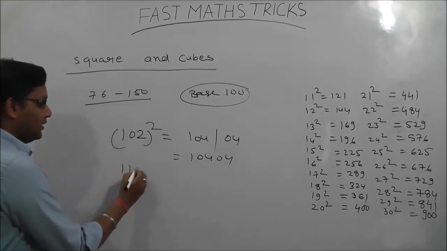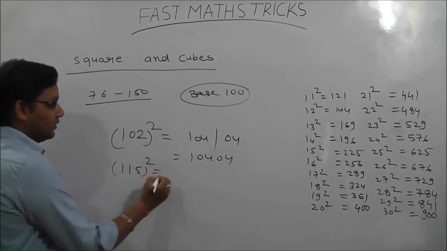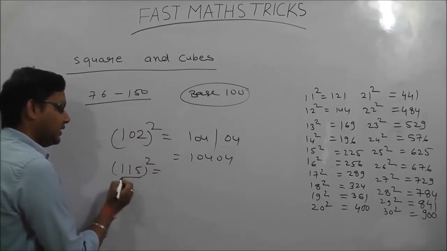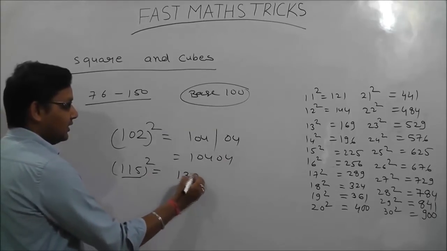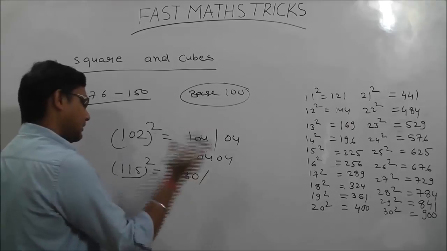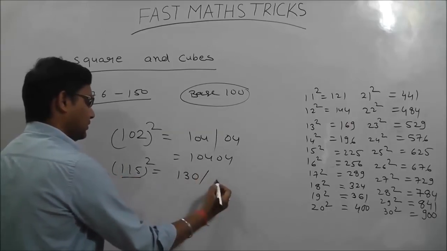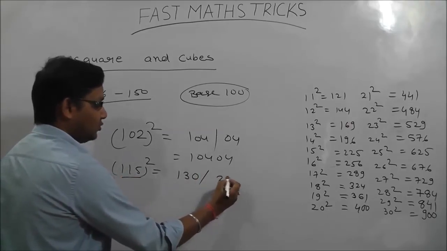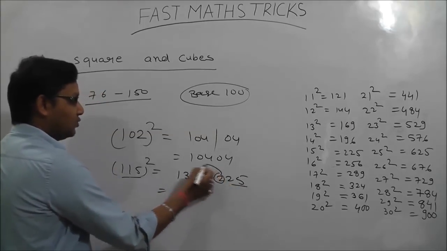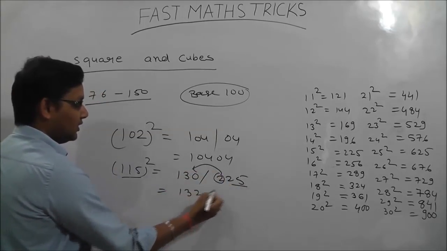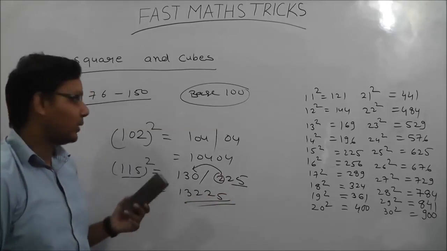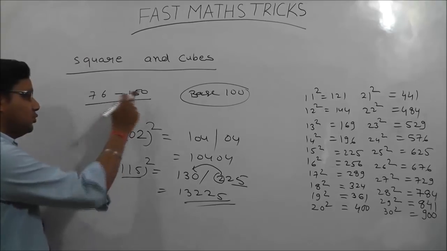Suppose another number, 115 square. It is 15 more than 100. So add 15 to 115. How much do you get? 130. And it is 15 more than 100. So the next part will be 15 square, that is 225. We have to take 2 digits only, so add 2 to this value. So 132 and 25. In this way we can find the squares between 76 to 150.